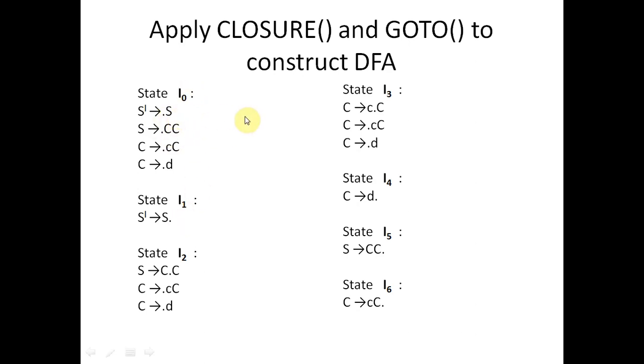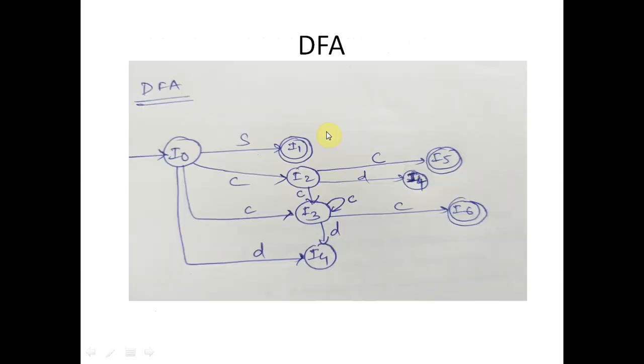Such states are not existing right now, so from I0 we have to make transitions. The dot will be shifted to the next position. So the I0 state, on receiving non-terminals S and C, makes transition to I1 and I2, and on receiving small c and small d, it makes transition to I3 and I4. These transitions make up the transition diagram. Here the I1 state is also the accept state, so a double circle is required.